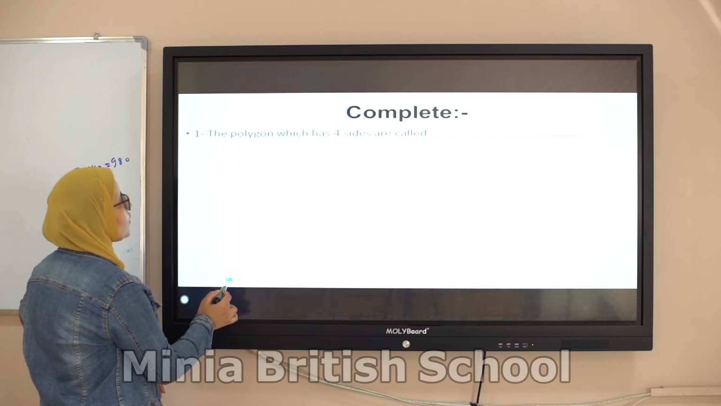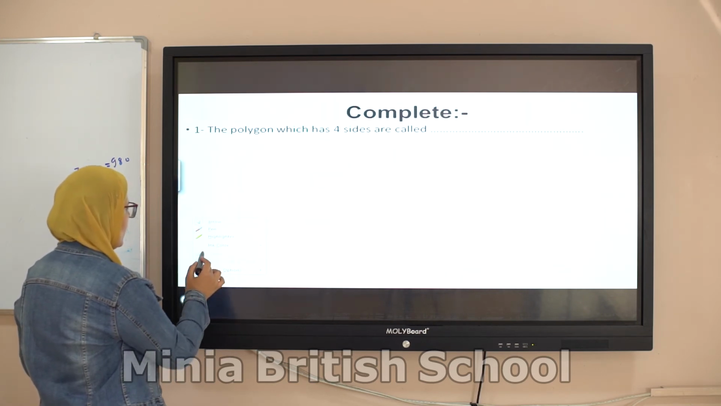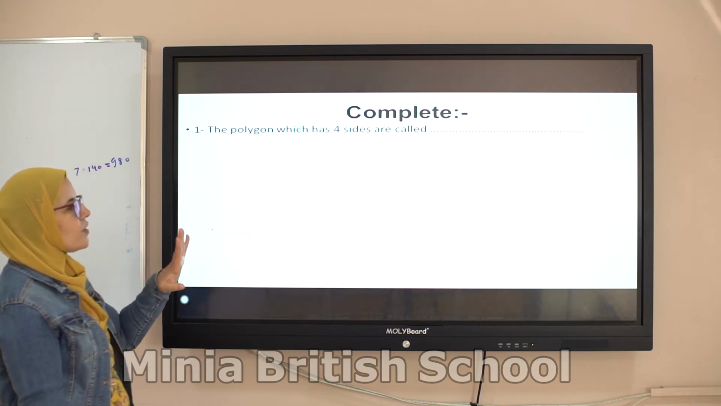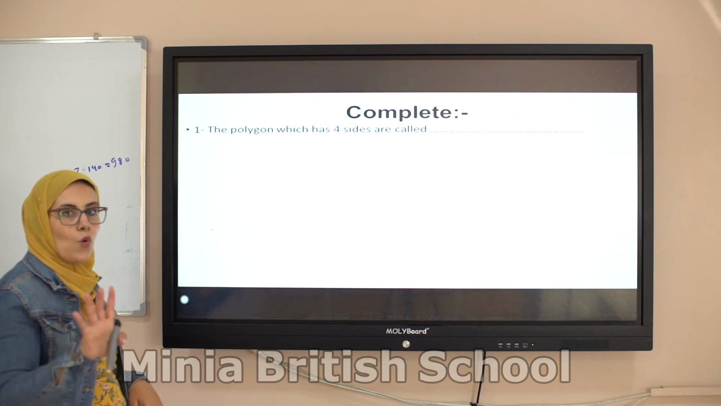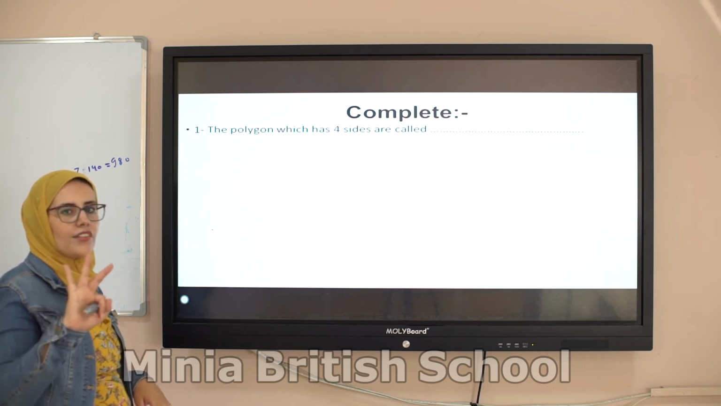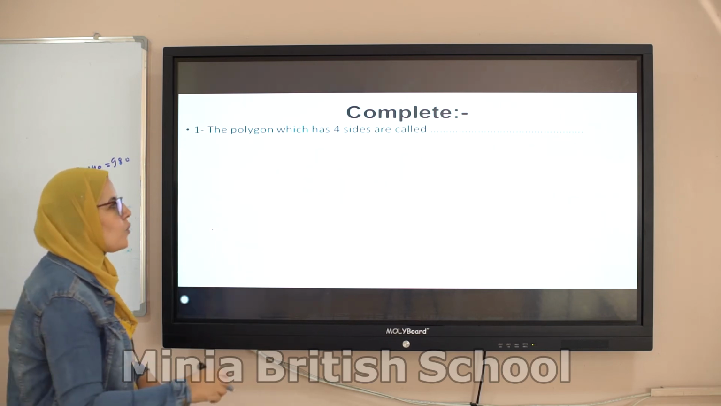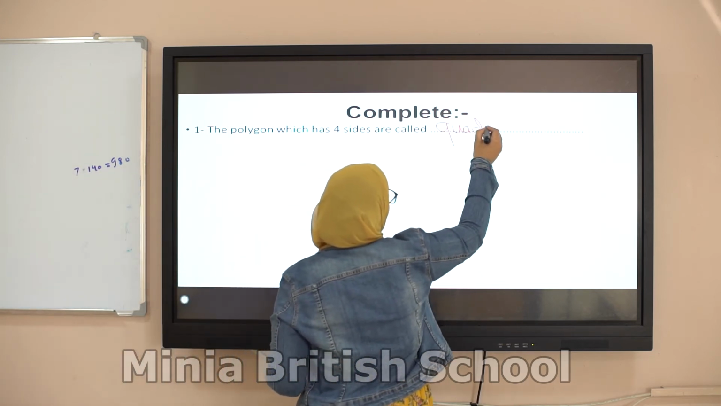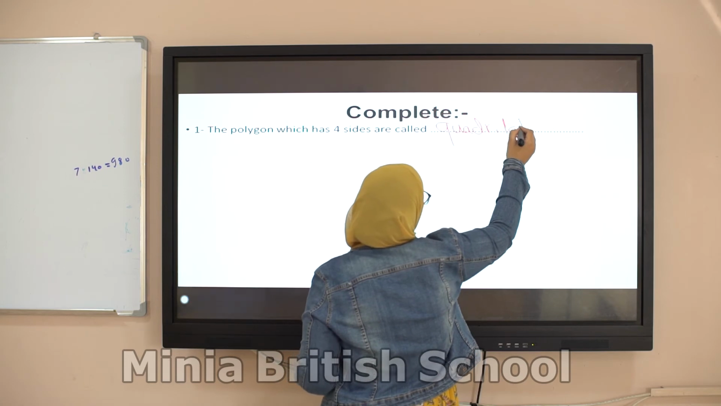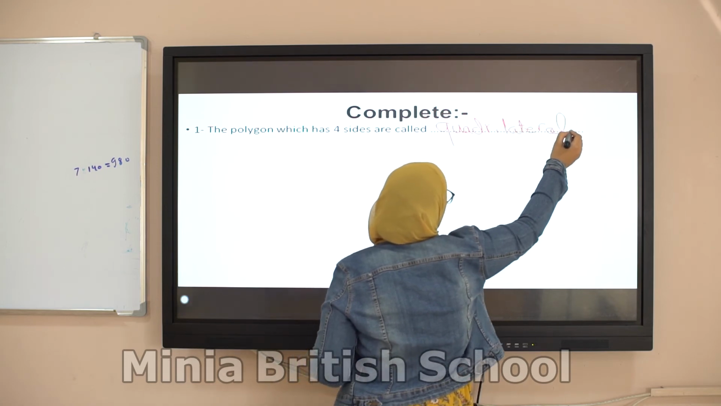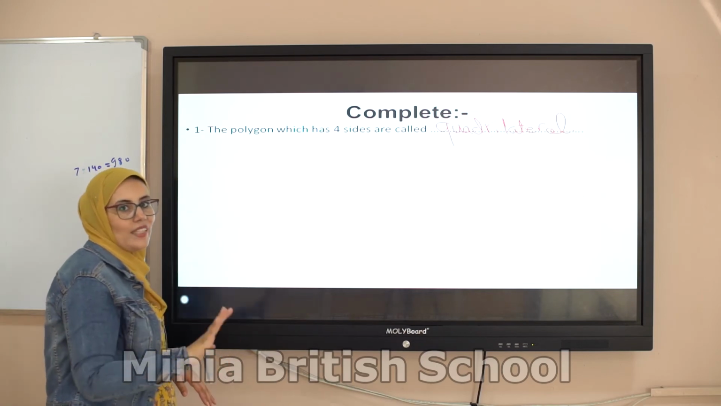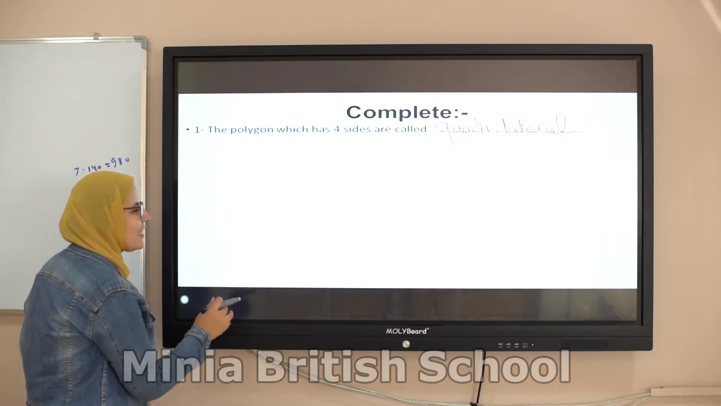Now we have an exercise to complete. The first one here: the polygon which has four sides is called what? We said three sides is a triangle. Four sides is what? Quadrilateral. It's called quadrilateral. Okay? You have to keep it well.